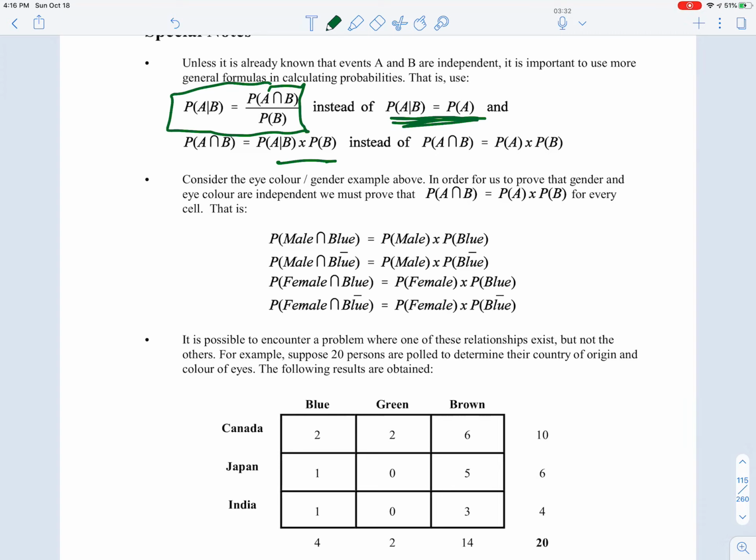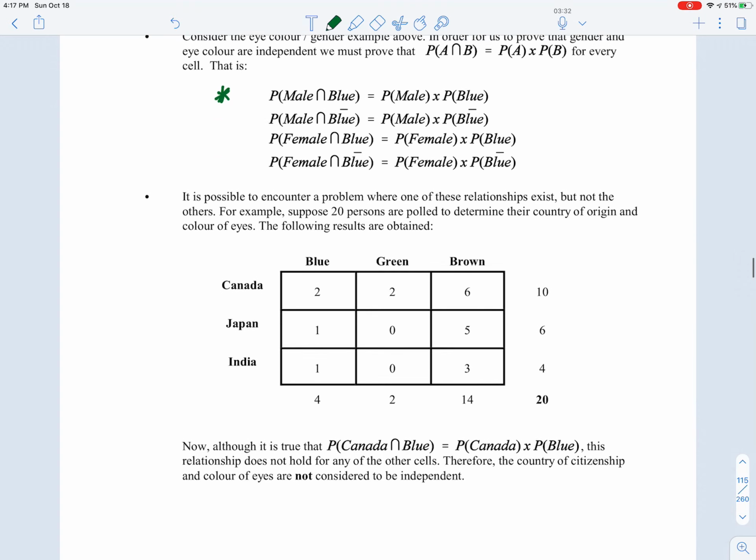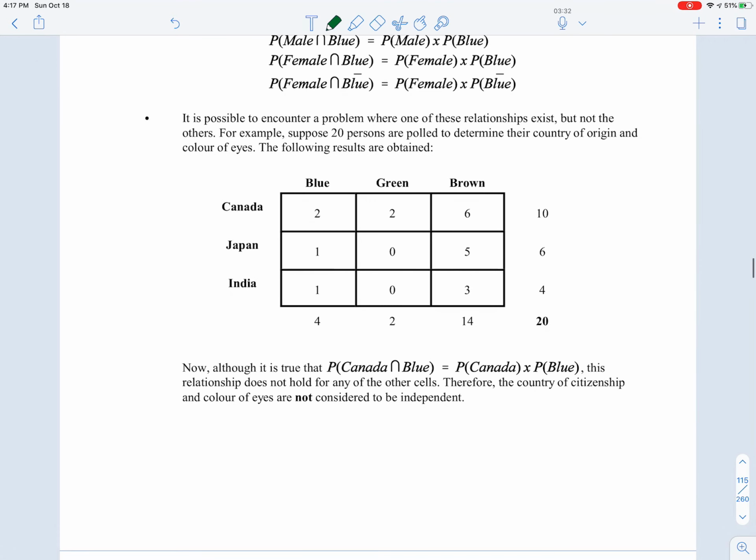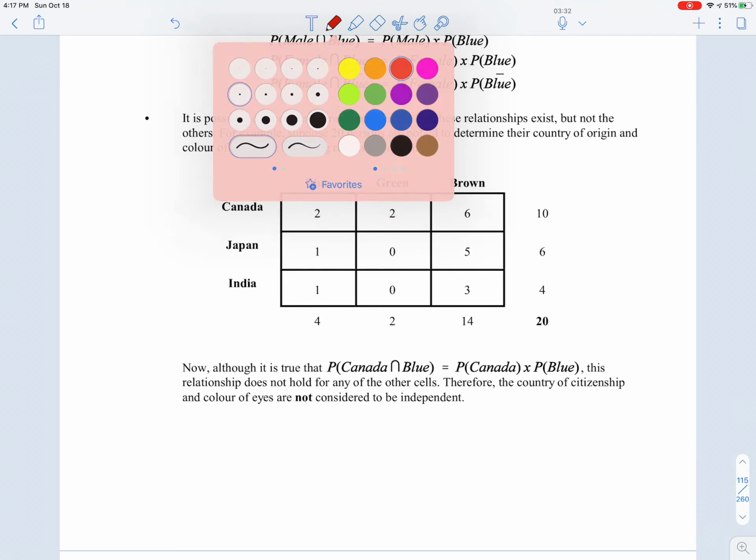And consider the eye color above, as we've actually just talked about, you need to show that independence holds for all four cells here. Now, as I mentioned, in a 2 by 2 matrix, if one of them turns out to be independent, it kind of locks in all the rest there. You can try that mathematically and so on, but it is possible to encounter a problem where one of these relationships exists, but not the others. So let me give you an example here.